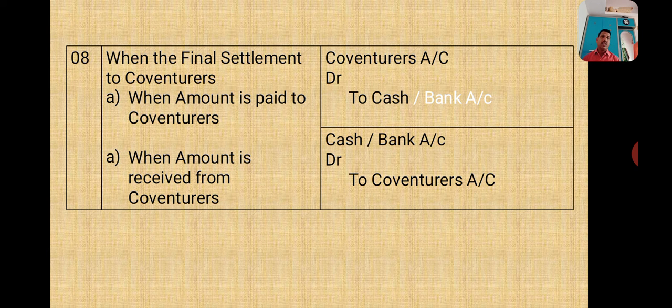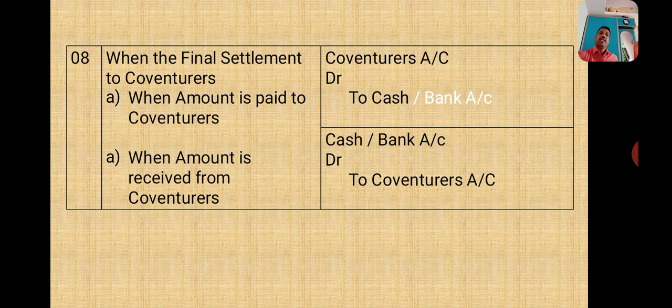So co-ventures account should be debited and cash or bank account should be credited because real account rule says that debit what comes in, credit what goes out. So cash or bank account should be credited. So when amount is received from the co-venturers on the final settlement, if the co-venturer received the amount from other co-venturers, then the cash or bank account should be debited and the other co-venturers account should be credited. These are all the journal entries to be passed under this method.